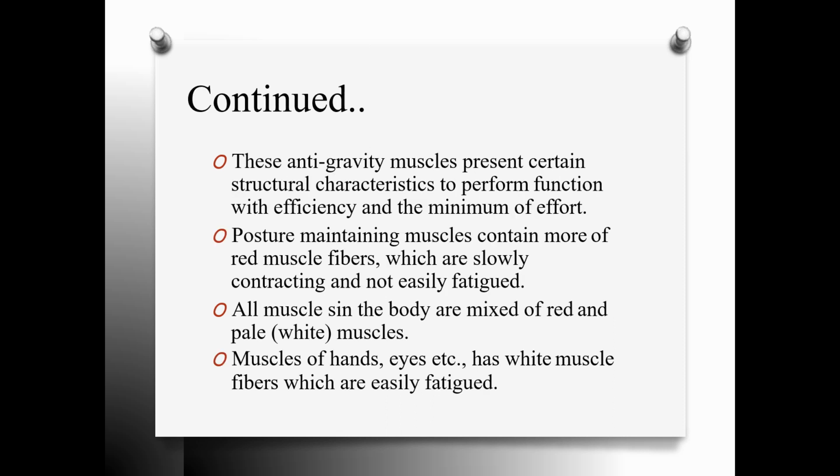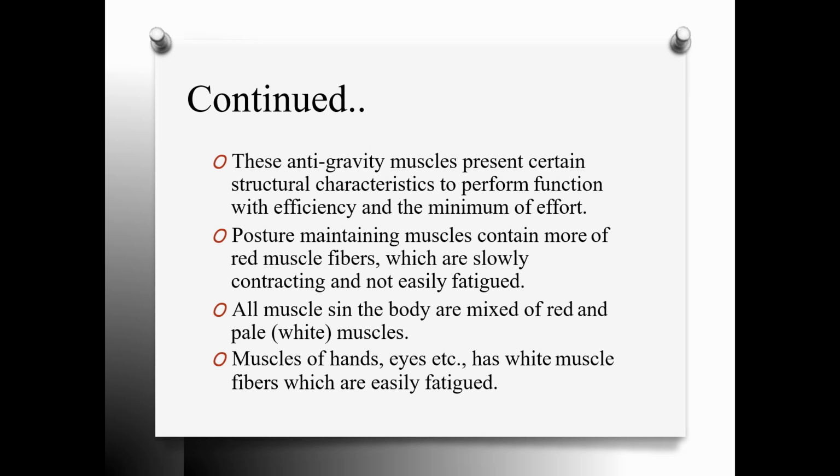These anti-gravity muscles present certain structural characteristics to perform function with efficiency and minimum of effort. Posture maintaining muscles contain more red muscle fibers, which are slowly contracting and not easily fatigued. All muscles in the body are a mix of red and pale, that is white, muscle fibers. Muscles of the hands, eye, etc. are white muscle fibers, which are easily fatigued.